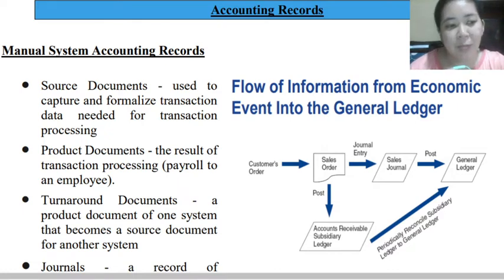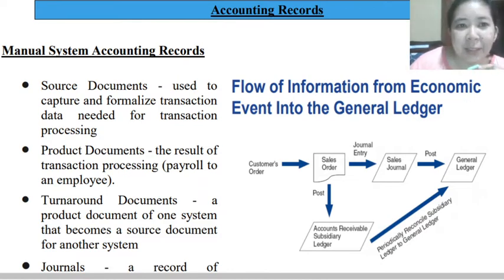And also, if the entity is utilizing a computer, they somehow use a little of our manual system, especially if they are just transitioning, because this will help especially the auditors, because in a manual system there are audit trails. Okay, so we will be talking about that also later. So here, for the manual system accounting records, we have the source documents. Okay, what are the source documents? So you are familiar with this already.